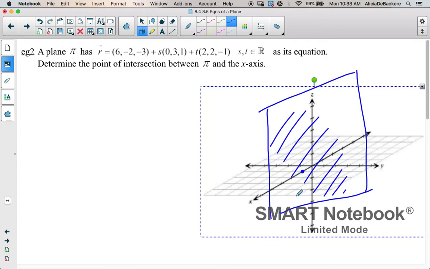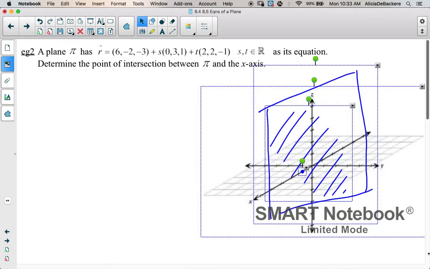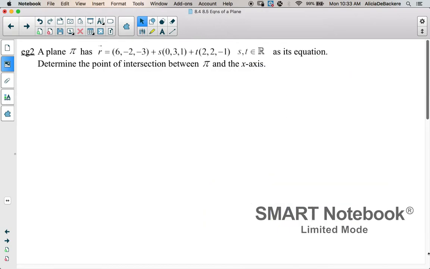There are other possibilities for how planes and lines can intersect. We would look at that in chapter 9. But that's kind of just a quick visual. I wouldn't expect you to be able to visualize that or think about all the possibilities in this chapter. But that's what we're looking for.